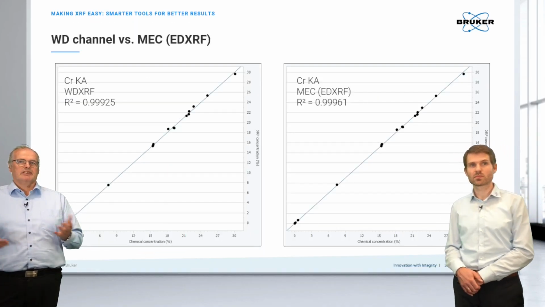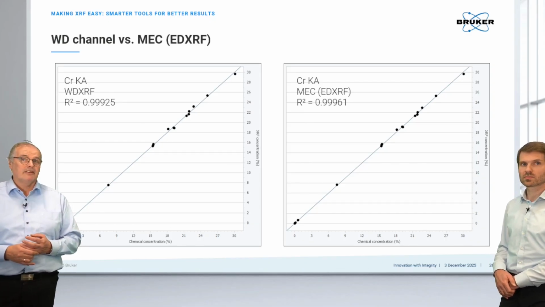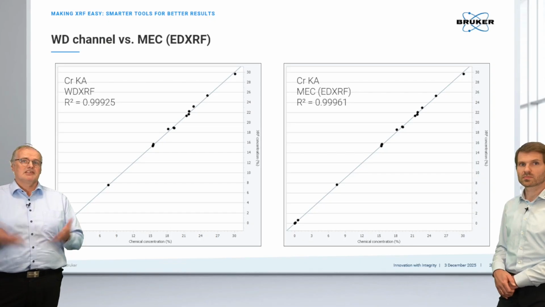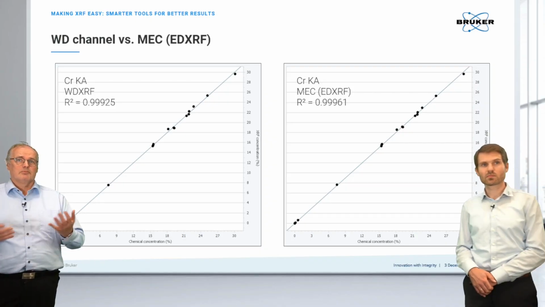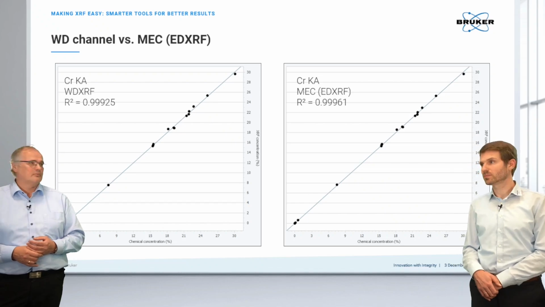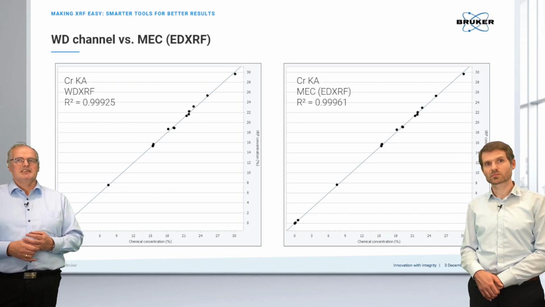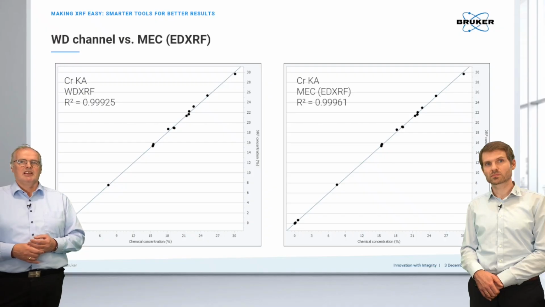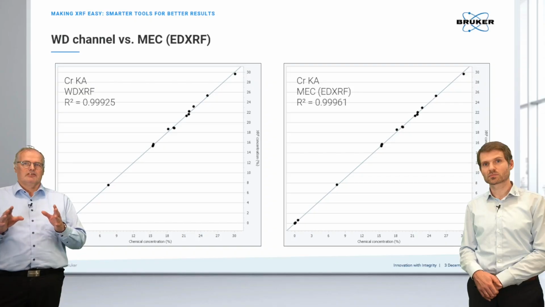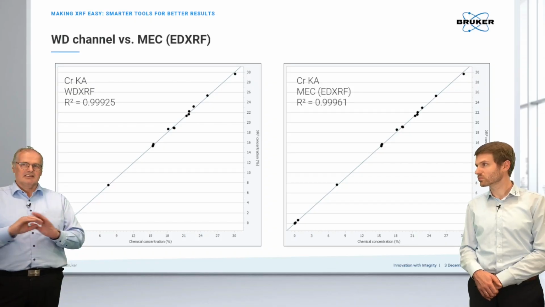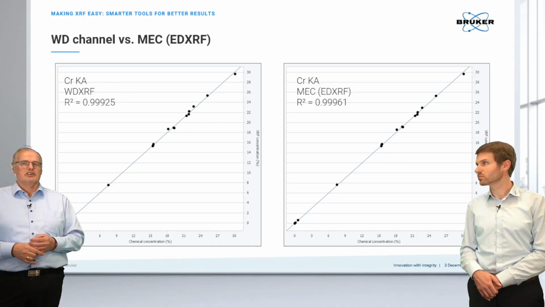And actually what it does, and this is the chromium K alpha calibration with a wavelength dispersive measurement. You see the correlation coefficient is 0.999. So perfect. This is what we expect for metal calibration. But when we look at the MEC, the energy dispersive channel, it's almost the same figure. So therefore, in terms of accuracy, it's the same status. And this is also a functionality which I like.